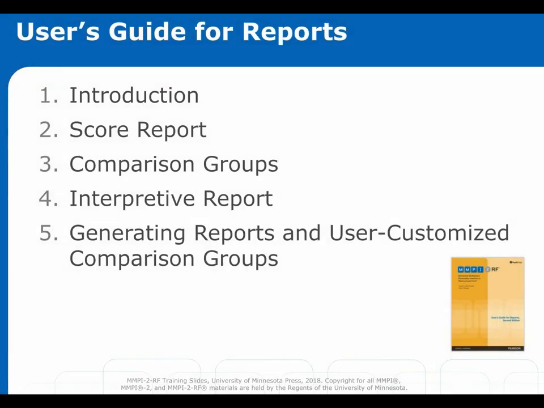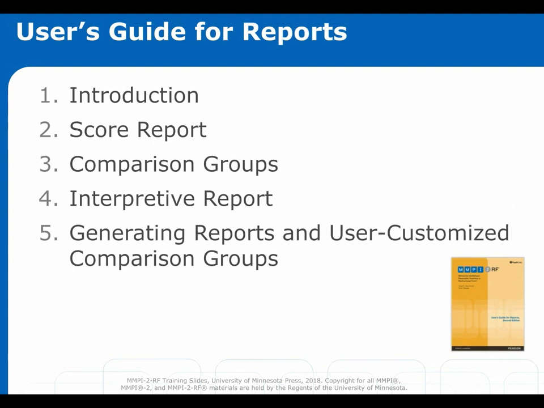To be more specific about the types of information presented in the user's guide for reports, it contains 5 chapters, each of which I'm going to introduce briefly. The first chapter is the introduction. This chapter describes the types of reports available, how to access automated scoring, and the qualifications test users need to use the results of automated scoring and reporting for the restructured form. The second chapter describes the basic score report, including the types of information that are included in this report and how to use user-designated item-level information. We'll talk more about each of these features in a few minutes.